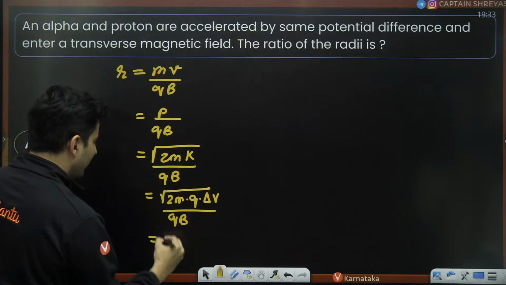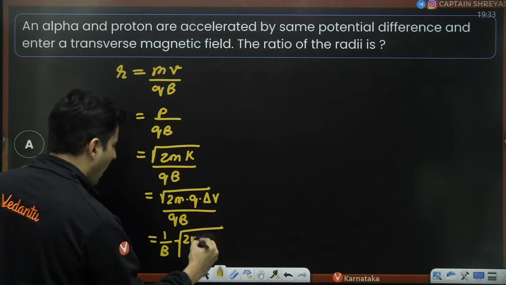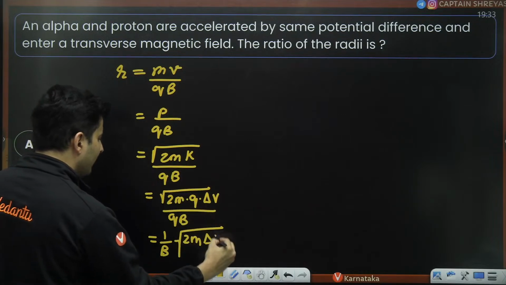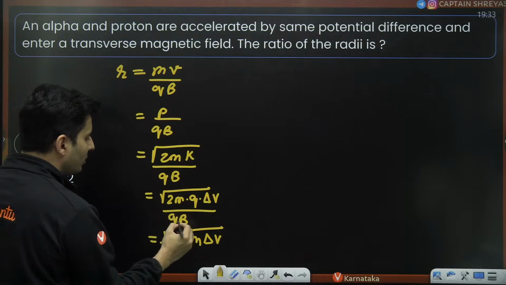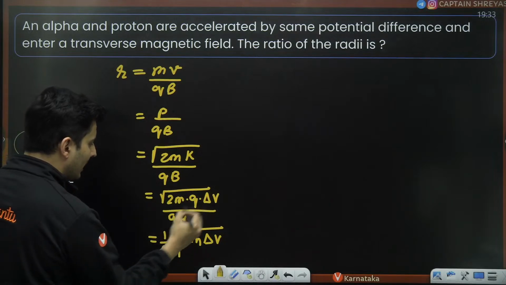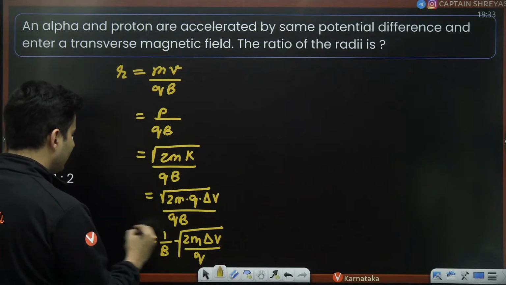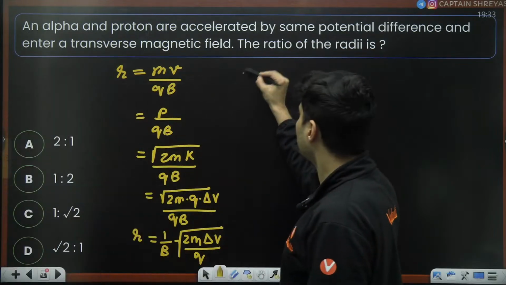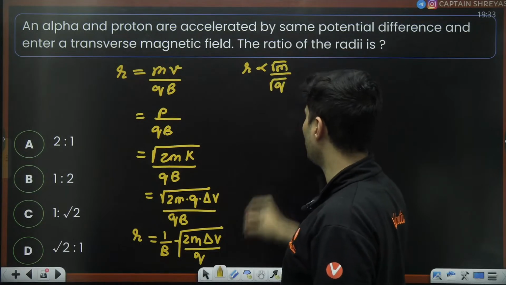So you can write 1 by B outside. This will become root of 2m delta V, over root q. This q can be written as root q into root q. One of the root q will cancel, so you will be left with root of q below. So that is the radius. And as you can see, radius is directly proportional to root of mass and inversely proportional to root of charge.